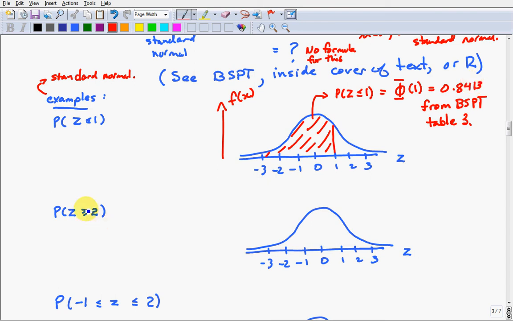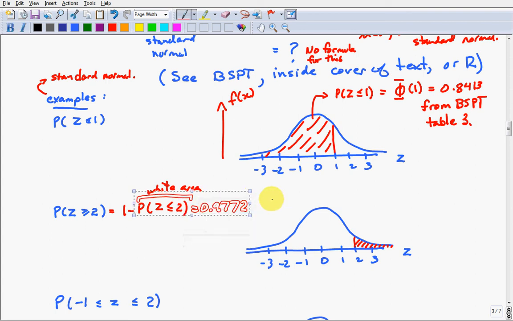The next question says, okay, calculate the probability that you are greater than or equal to 2. So we're interested in this area right here. There's actually a couple of ways you could calculate this. The first way is to say, my tables will give me less-than probabilities, not greater-than. So I could say that that is 1 minus the probability that Z is less than or equal to 2, and then figure out the white area in the graph. I'm not going to try to shade that with a different color because that'll get confusing. And if you look that up in the BSPT, you get 0.9772.